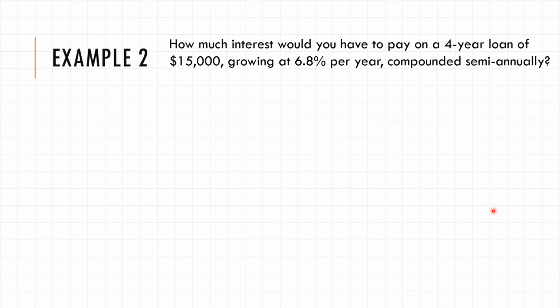What if you took a loan? How much interest would you pay on a 4-year loan of $15,000 if it grew at 6.8% per year and compounds semi-annually? Well, to find out the total interest, we need to know how much our loan is worth at the end of the 4 years. And then we have to subtract the amount that we borrowed just to find out how much interest we're paying.